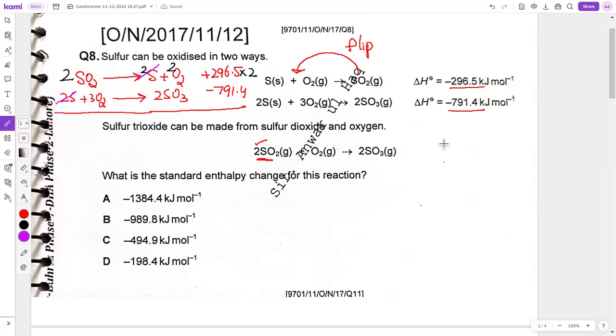You have 2 moles oxygen here and 3 moles there. So what happens, beta? These 2 moles will be cancelled with this 3, so that you are left with 1 mole oxygen on left hand side.